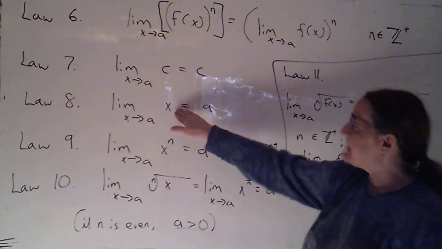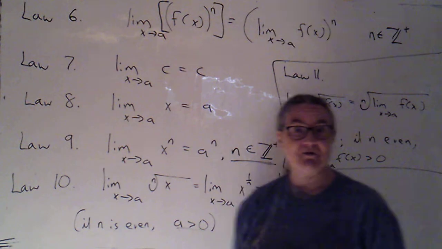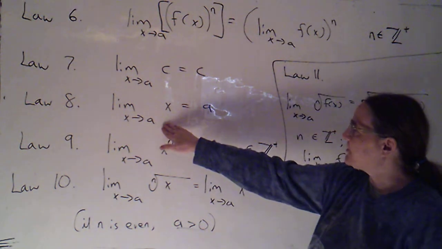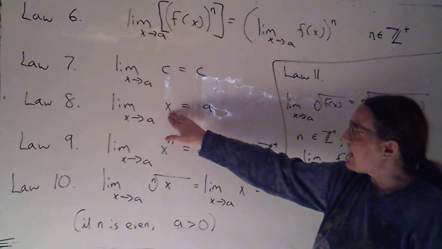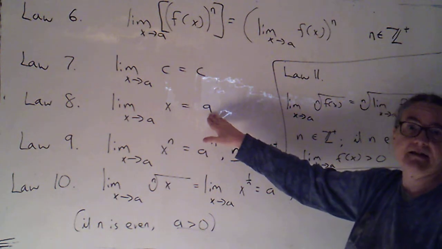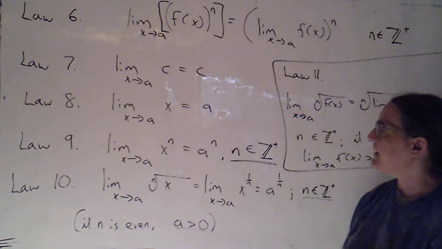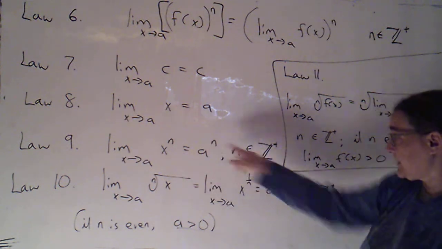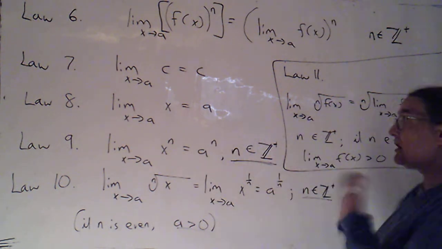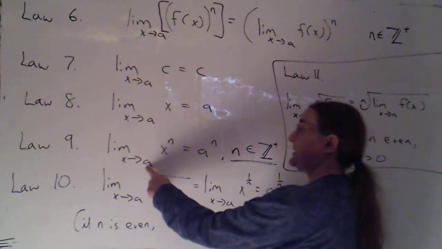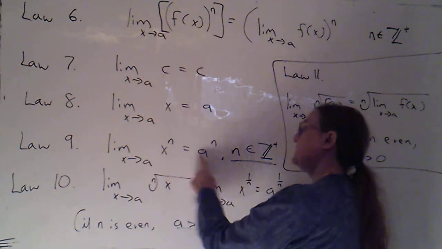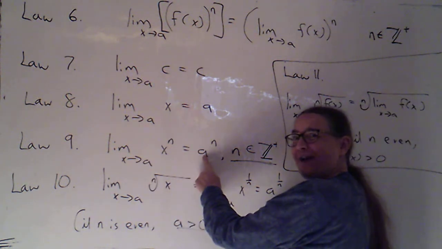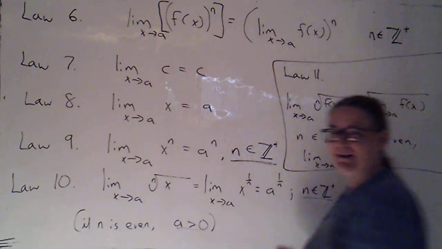Law 8 says the identity function, y equals x, is continuous. So if I take the limit as x approaches a of x, I can just evaluate that function at a, and of course that's going to give me a. Law 9 says that power functions, where the exponent here is a positive integer, are continuous. So if I'm taking the limit as x approaches a of x to the n, I can just plug in a for x, and I get a to the n.